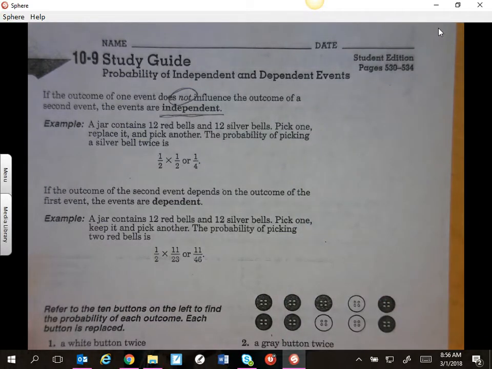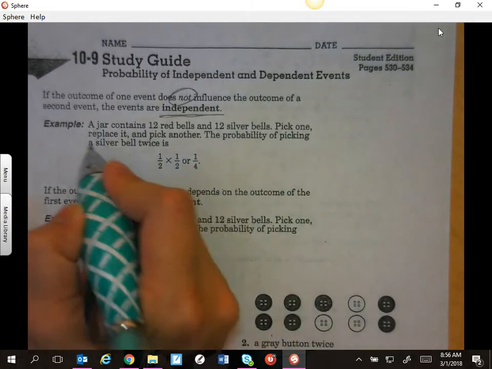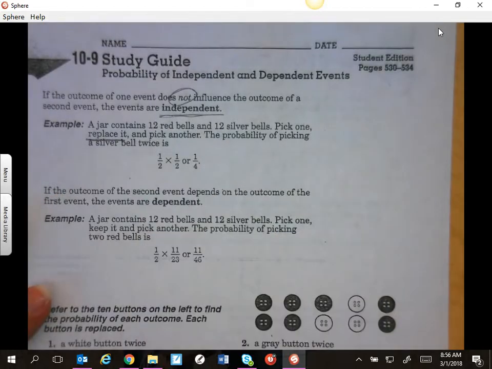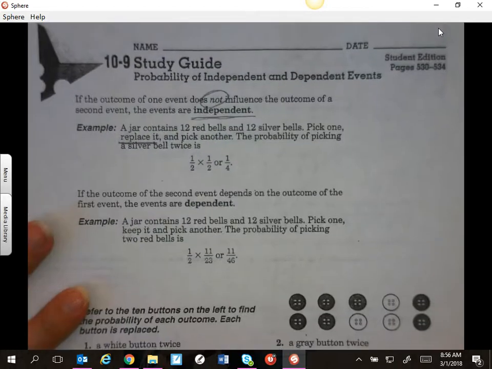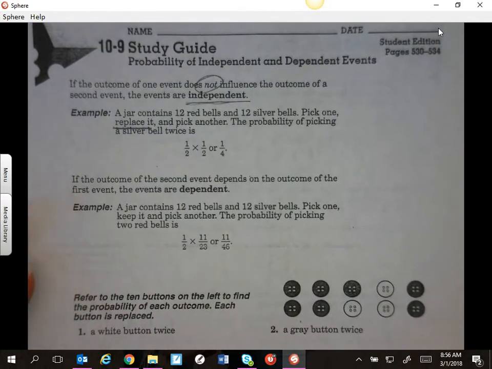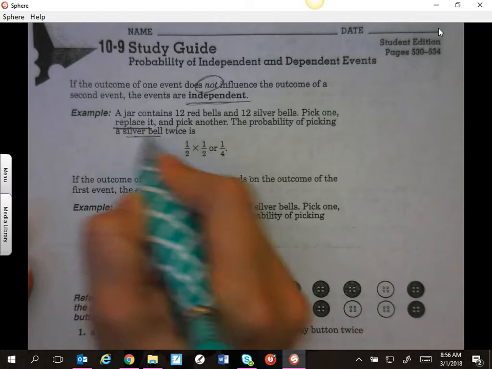An example of that, and this is when we have more than one thing happening. If we have 12 red bells and 12 silver bells, we pick one. Here is the key. We replace it. That means that when we pick the second time, we still have 24 bells in the bucket or the jar, whatever we're picking. We pick another. What is the probability of picking a silver bell twice?